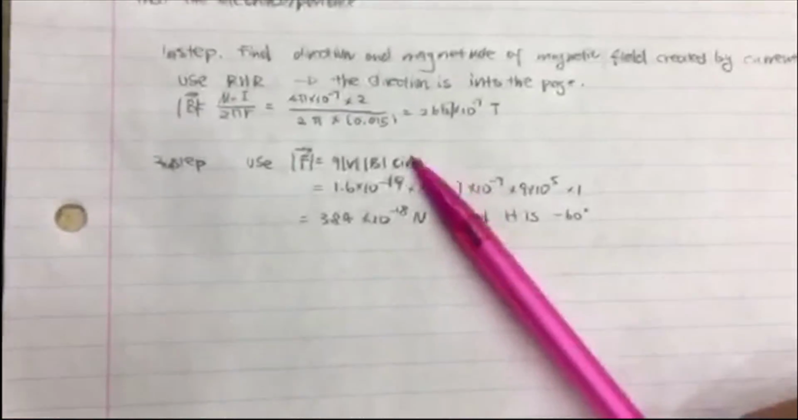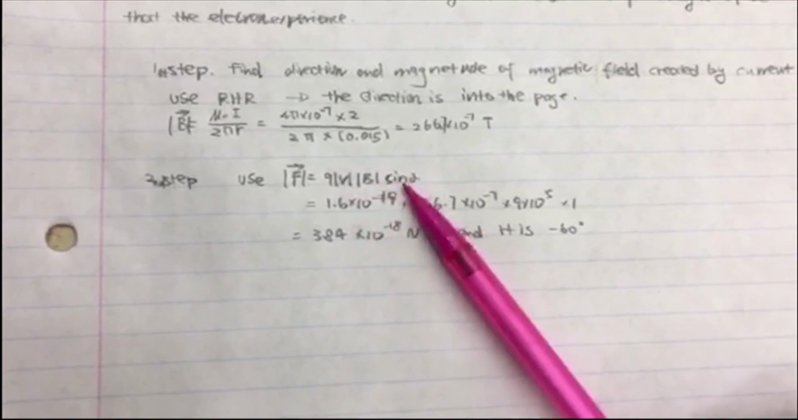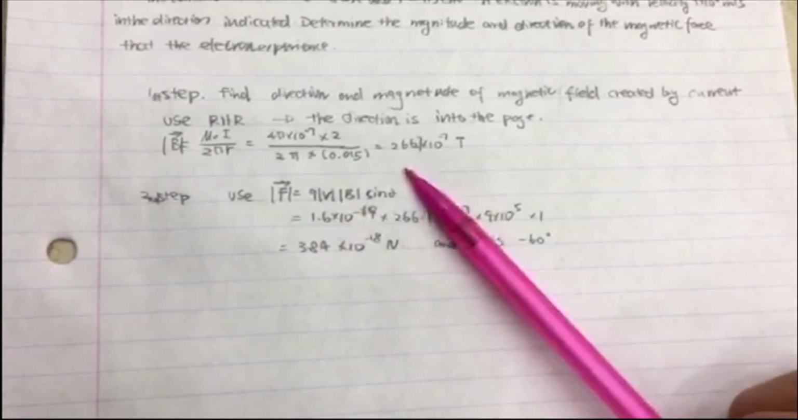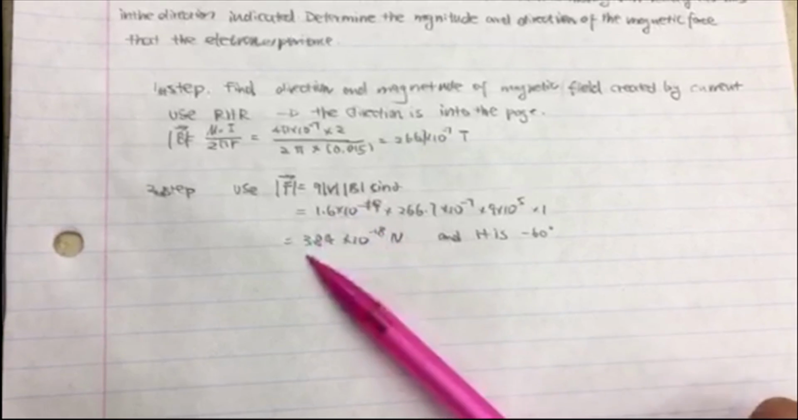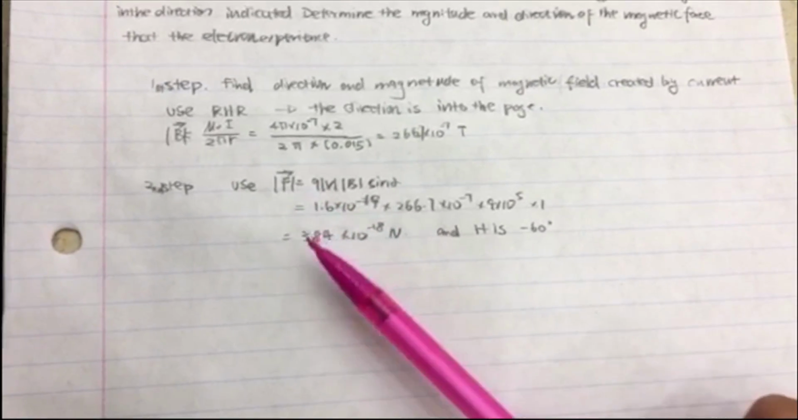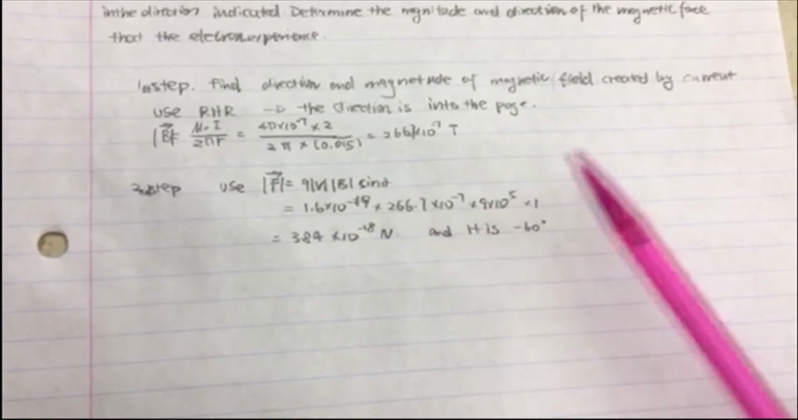Second step, we use F equal to QVB sine theta. And in this case, theta is the angle between V and B. So it is 90 degrees instead of 30, so this term cancels out. By plugging in numbers, we figured out the magnitude of the force is 3.84 times 10 to the negative 18th Newton.